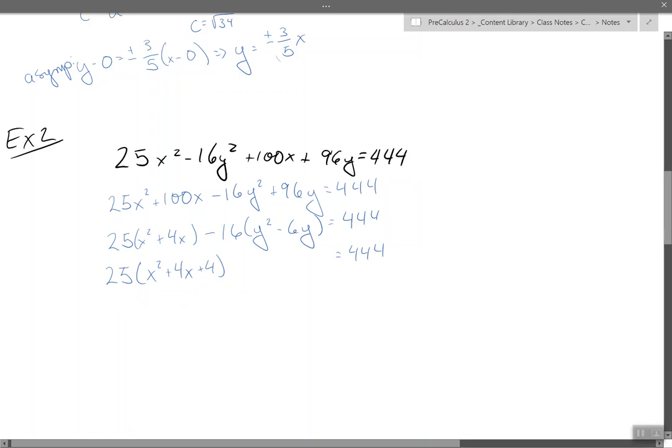So 4 times 25 is, of course, 100. So we're going to add 100 to the other side as well. Then we have minus 16 y squared. I'm going to run out of room, aren't I? Minus 6, that's okay.